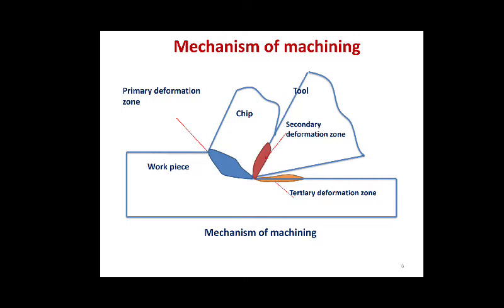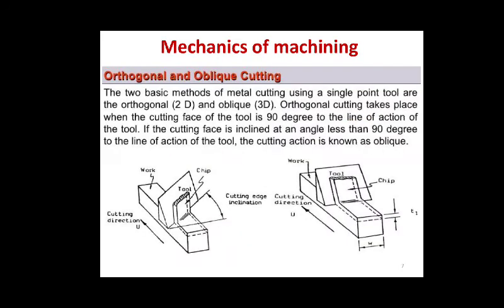Okay, so let us see the mechanics of machining, orthogonal and oblique cutting. The two basic methods of metal cutting using a single point tool are the orthogonal, which is 2D, and the oblique, which is 3D. Orthogonal cutting takes place when the cutting face of the tool is 90 degrees to the line of action of the tool. If the cutting face is inclined at an angle less than 90 degrees to the line of action of the tool, the cutting action is known as oblique cutting.